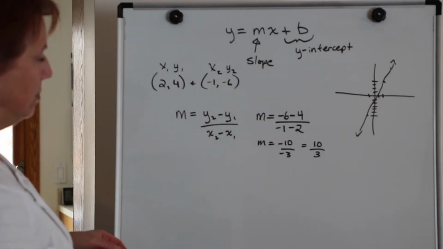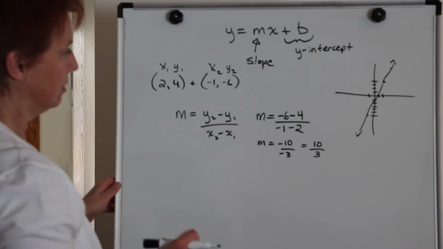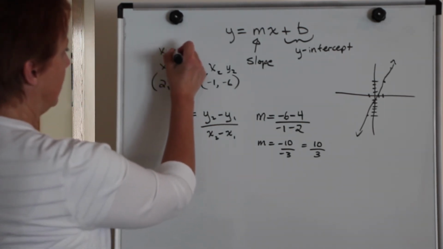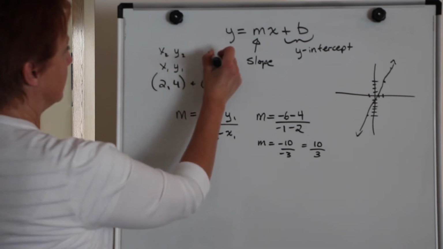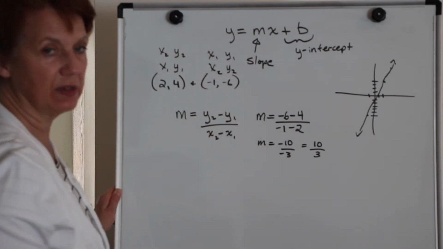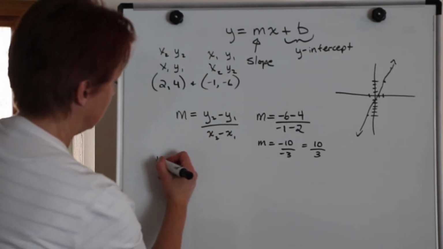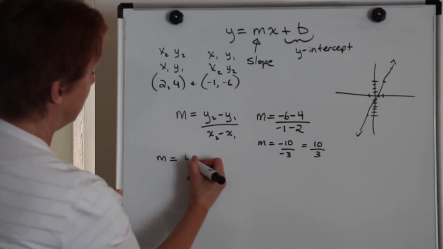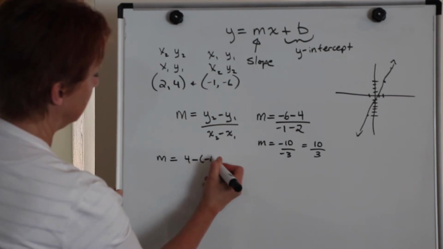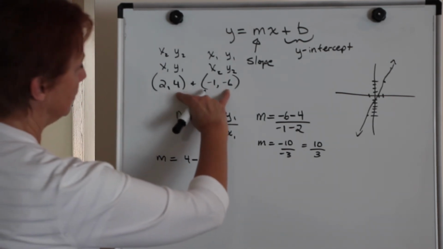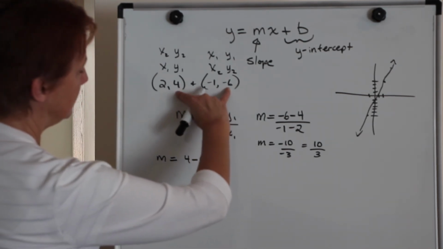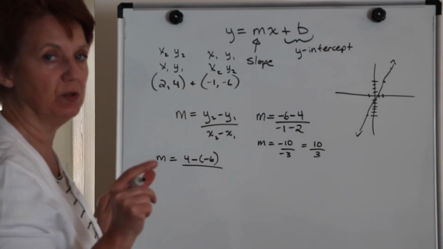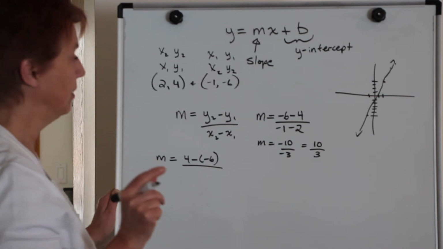Okay, and now let's see what it looks like getting that slope with this as x2, y2, and this as x1, y1. You're going to see it makes no difference. So doing it this way, we're going to get 4 minus -6. Now this one is first, and that one comes after. Notice the brackets that are there because of the two negatives. Really important to do that.